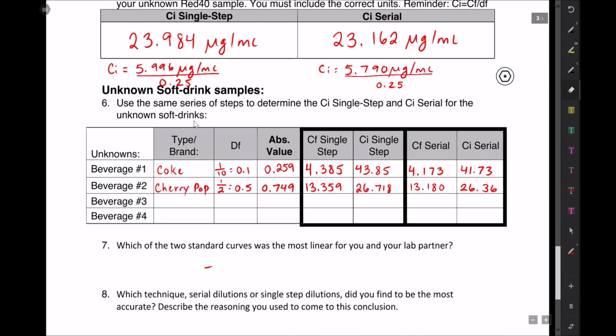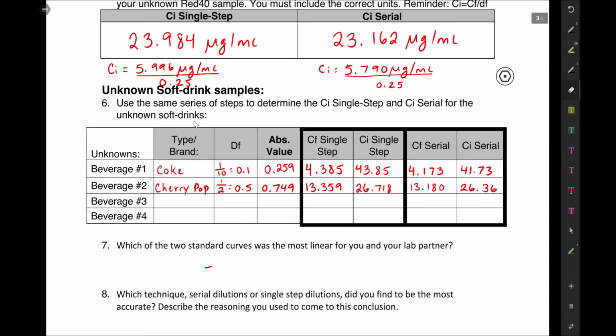Alright, and the final step of this lab was finding the unknown concentrations of soft drinks. So I just made up all of these numbers for reference, so you guys are going to have to use all of your information, including the type and brand and the dilution factor and your absorbance value, so make sure to use your own data. So for beverage 1, the type and brand was Coke, and the dilution factor, for example, was 1 to 10, and that in decimal form is 0.1. And the absorbance that I got for that was 0.259.